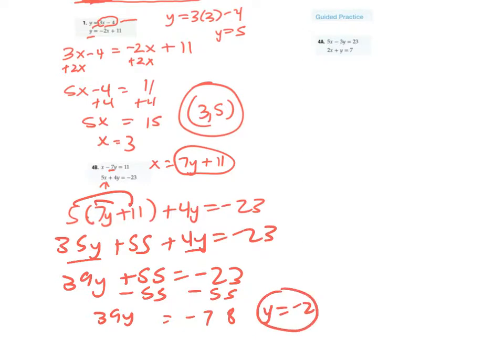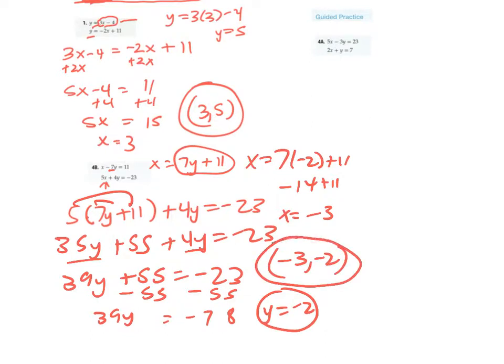So now I just substitute this negative 2 back into the y up here. So x will equal 7 times negative 2 plus 11, which is negative 14 plus 11, which is negative 3. So x equals negative 3. So my answer is negative 3, negative 2. And so I've solved the equation by substituting.